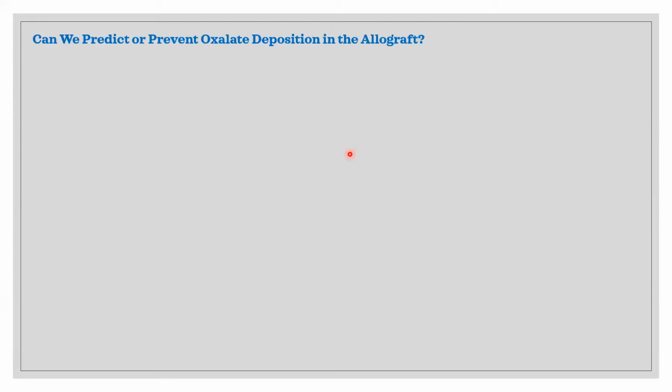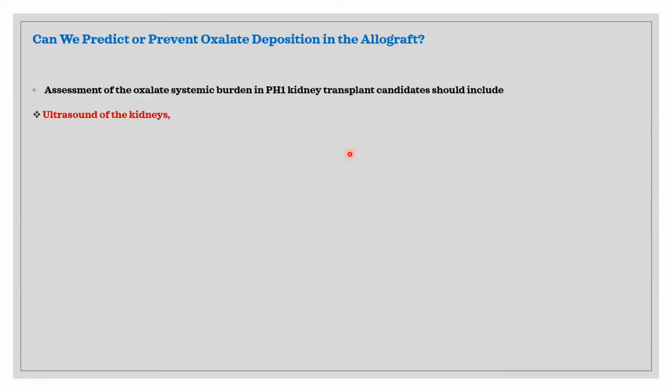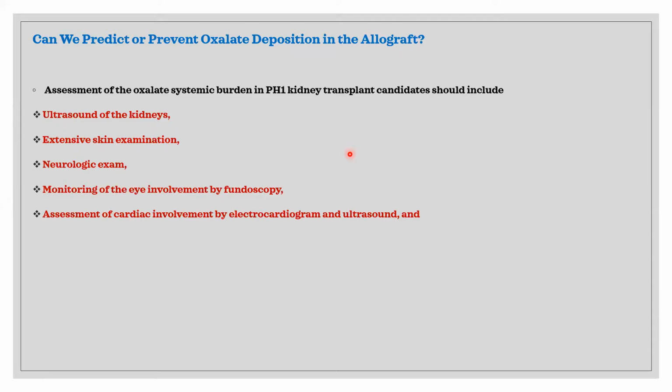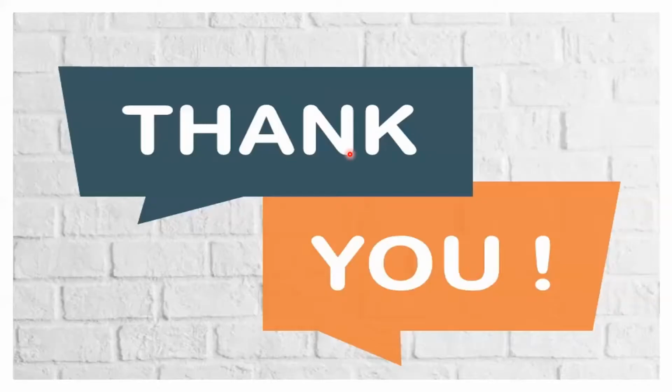Can we predict or prevent oxalate deposition in the allograft? Yes, we can assess by periodic assessment with ultrasound of kidneys, extensive skin examination, neurological examination, monitoring of eyes with fundoscopy, assessment of cardiac involvement, and bone involvement. That's it. Thank you.